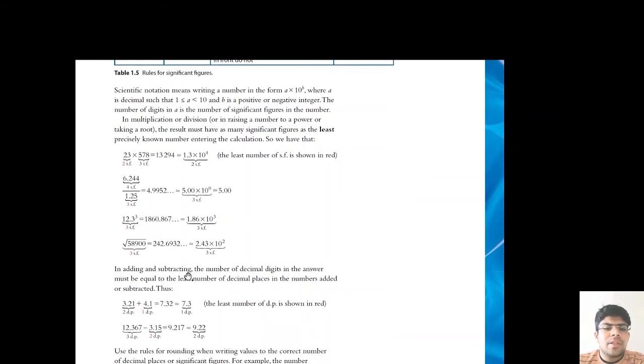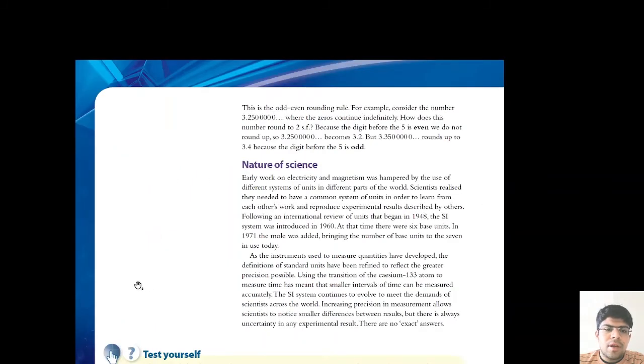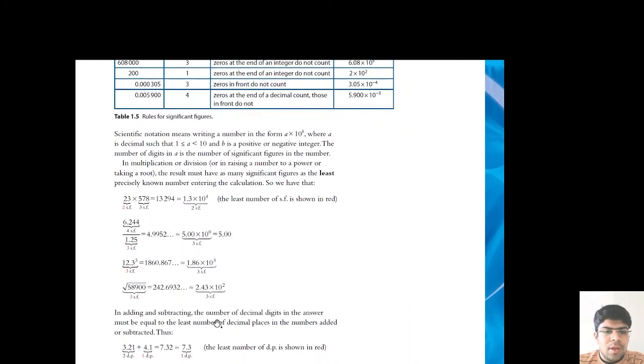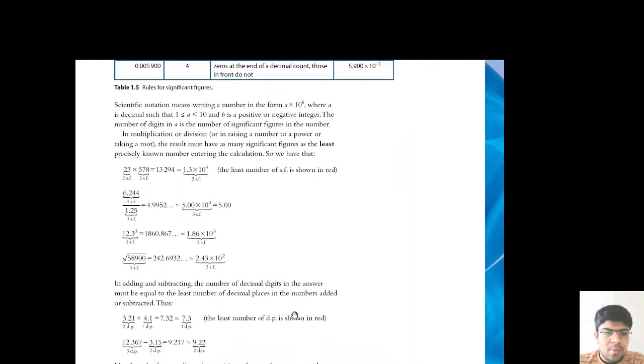And in addition and subtraction, the number of decimal digits in the answer must be equal to the least number of decimal places in the numbers added or subtracted. So as I have said before, it must be equal to the least number of decimal places in the numbers.